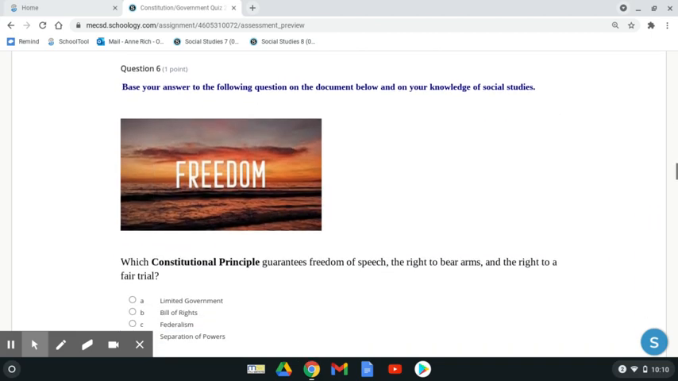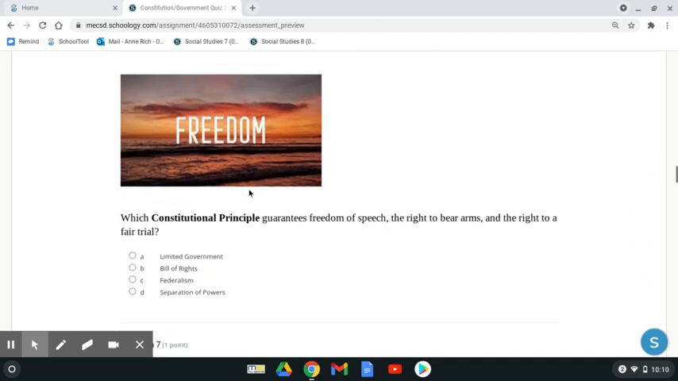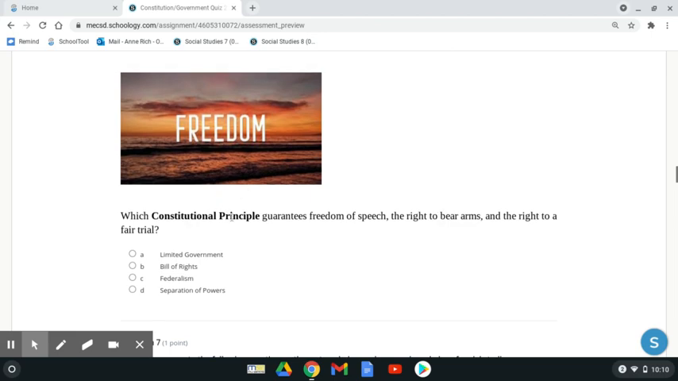Question number 6, freedom. Which constitutional principle or idea guarantees freedom of speech, the right to bear arms, and the right to a fair trial? A, limited government, B, the Bill of Rights, C, federalism, or D, the separation of powers?